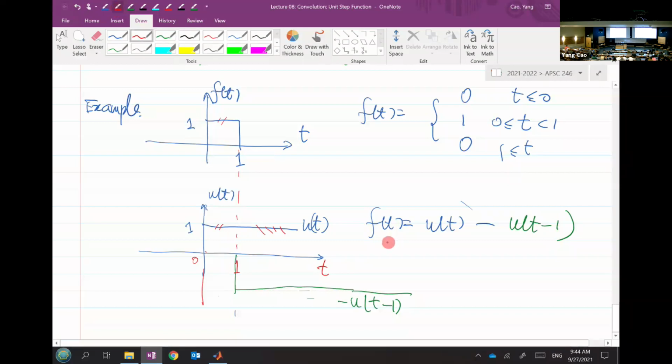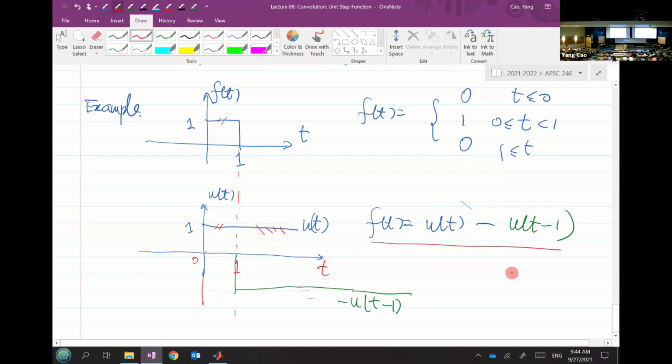So I want you to understand how this arrived, and then I also want you to make it more of a memory in your head. Whenever you see u of t minus 1, there should be a box of a length of 1 coming into your head. It's a box. It's this box here.